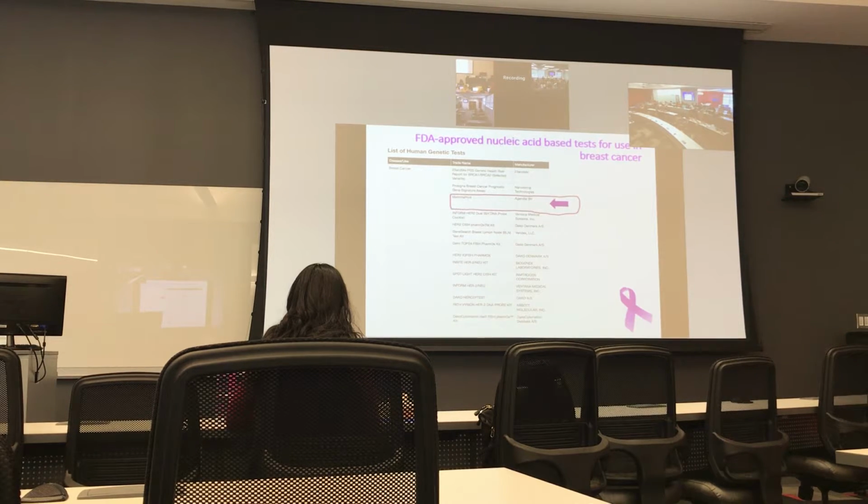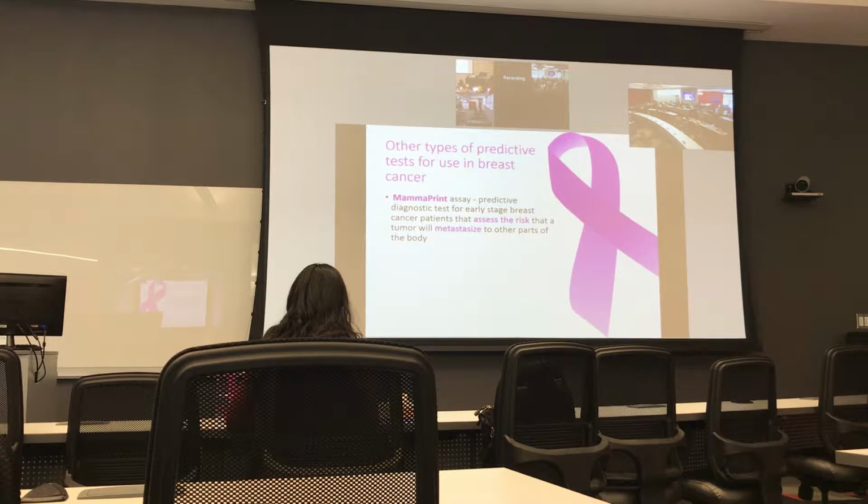So this one's interesting because it is a predictive diagnostic test. It's for early stage breast cancer patients that assesses the risk, just the risk, that a tumor will metastasize to other parts of the body. Well, why would that be important?